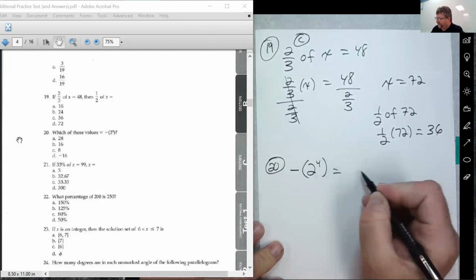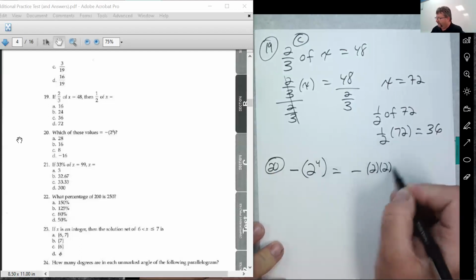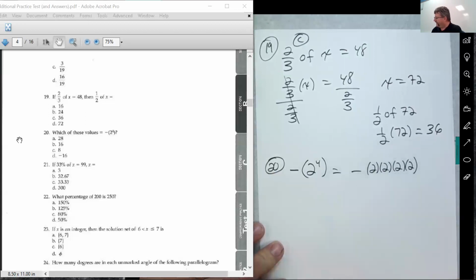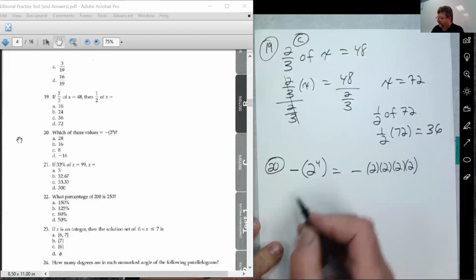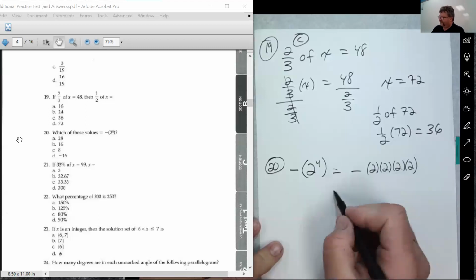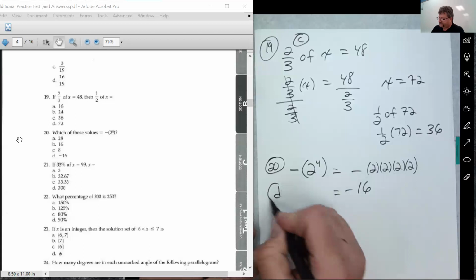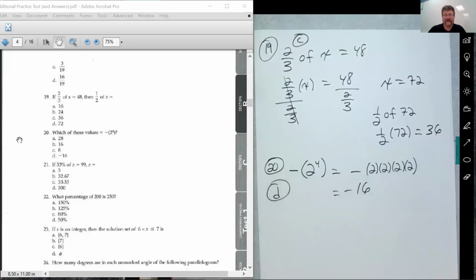Okay, what does that mean? The negative's sitting there minding his own business, and I'm going to take 2 times 2 times 2 times 2. That's how I'm going to do 2 to the power 4. Okay, so 2 times 2 is 4, times 2 is 8, times 2 is 16. So it'll just be negative 16. All right, and if we check out our choices, that would be choice D.